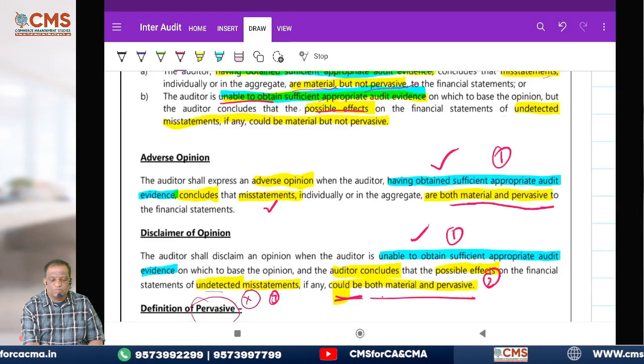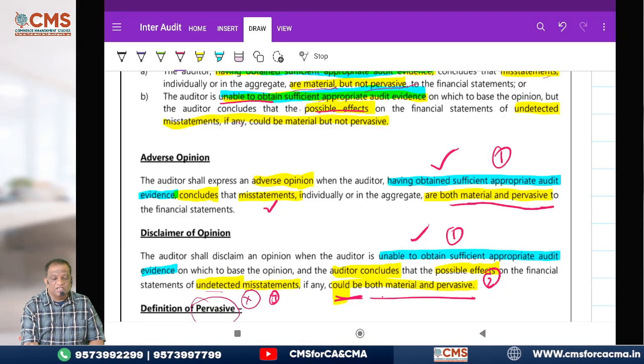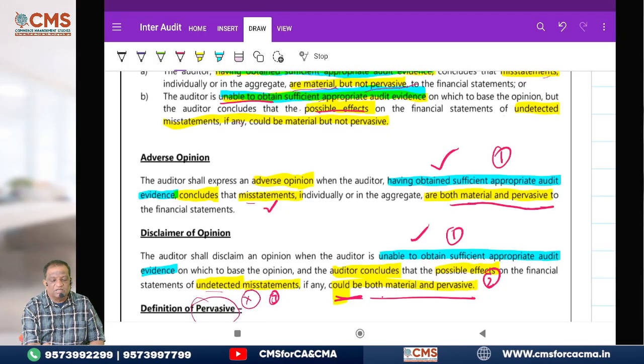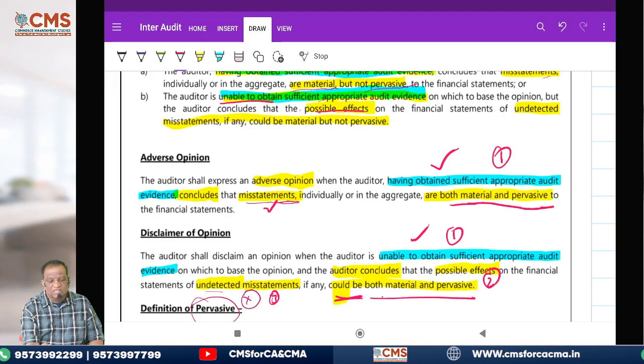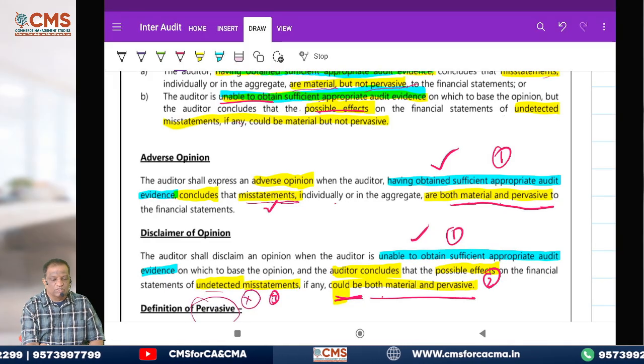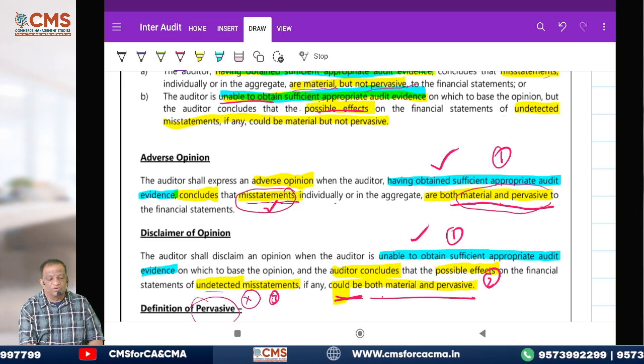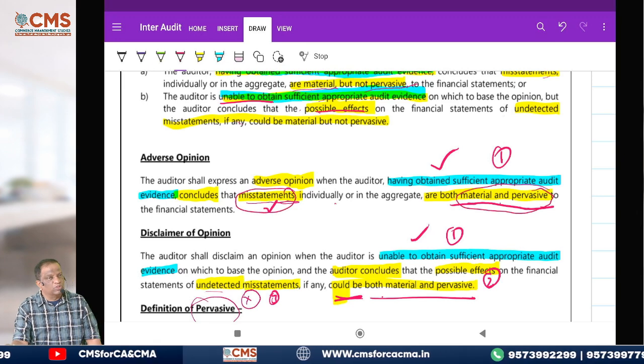The auditor shall express adverse opinion when the auditor, having obtained SAAE, concludes that there are misstatements, and these misstatements either individually or aggregate are both material and pervasive. So there are misstatements and these misstatements are material and pervasive. Then auditor would go for adverse opinion.